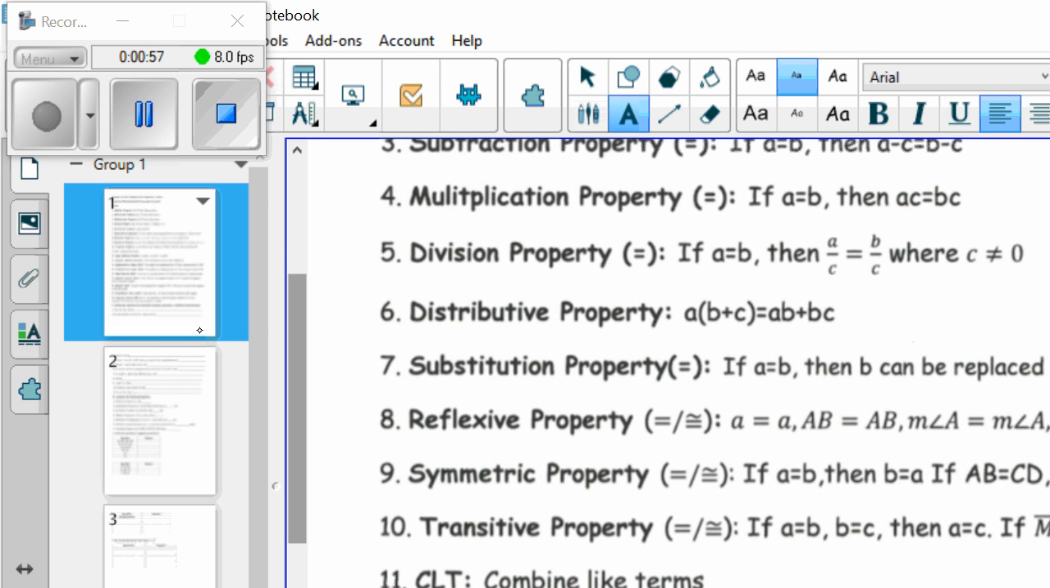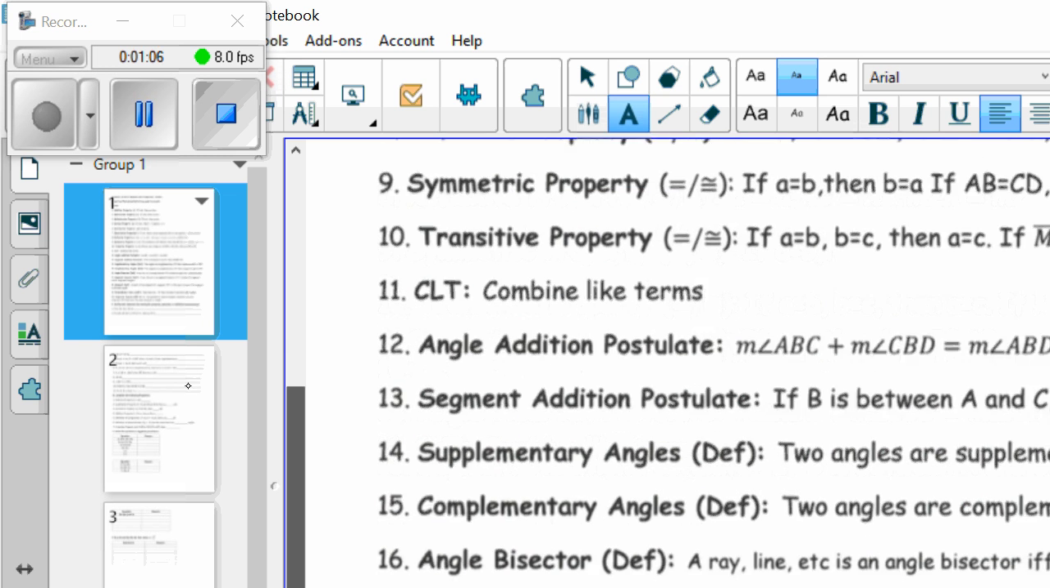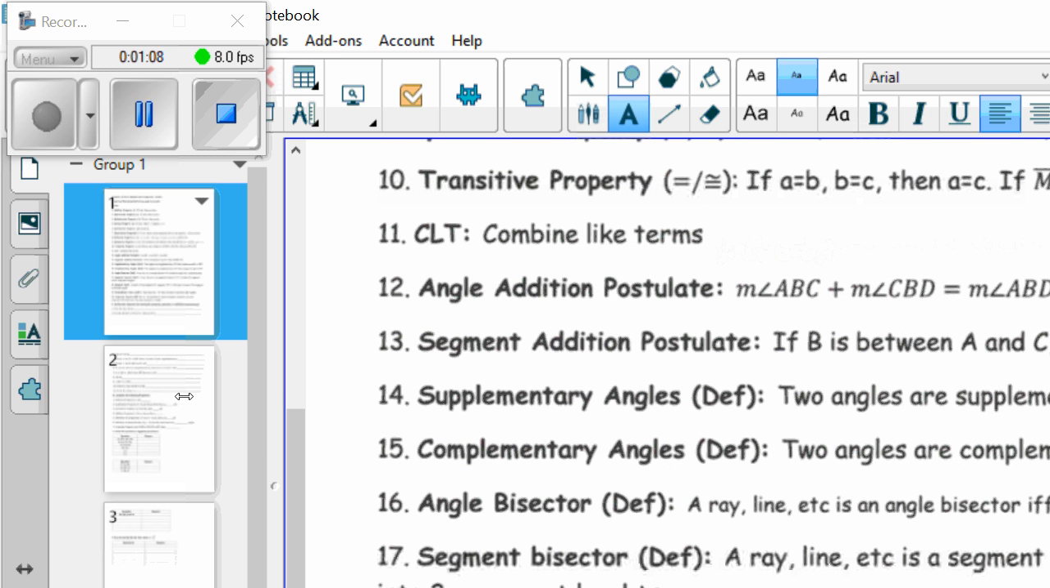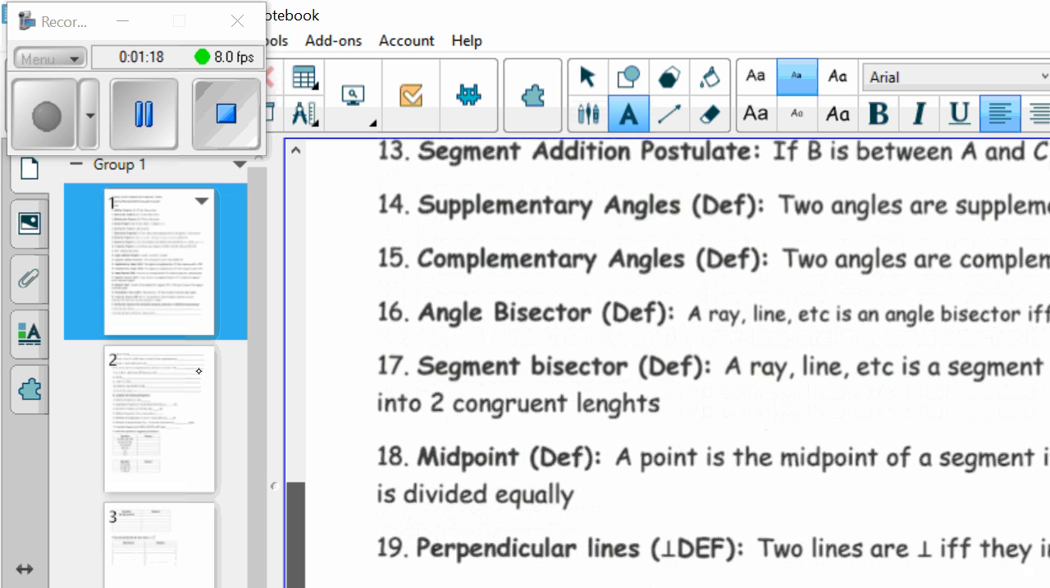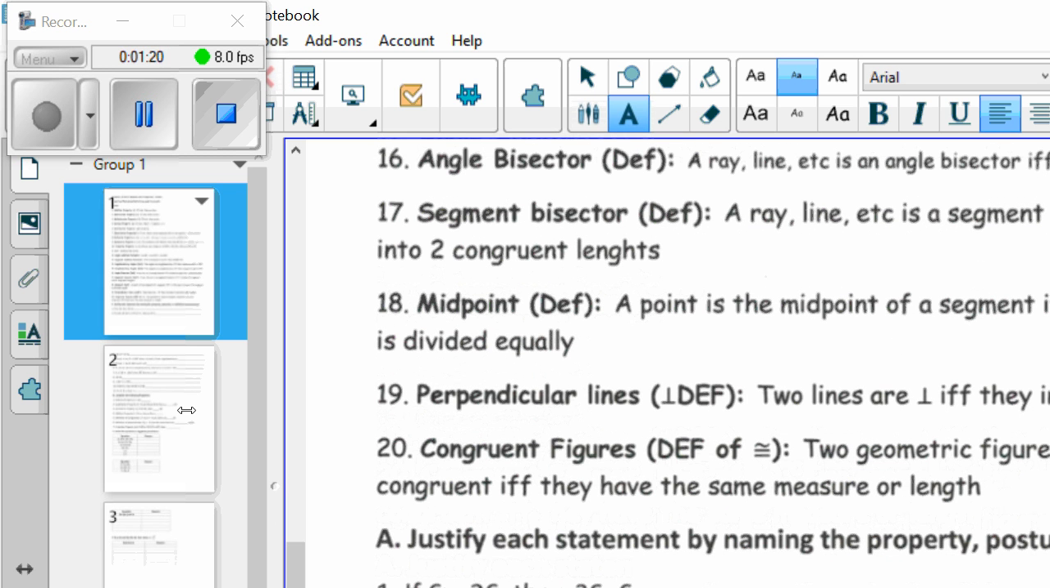The reflexive property, we see that we have that with congruence as well as the symmetric and the transitive property. Then all of these that we've already talked about, chapter 1 stuff: angle addition postulate, segment addition postulate, the supplementary angles definition, complementary angles definition, definition of the bisectors, definition of midpoint, perpendicular lines, congruent figures. The congruent figures, we will use that one a lot, or you can call that the definition of congruence. That says two geometric figures are congruent if and only if they have the same measure or the same lengths.